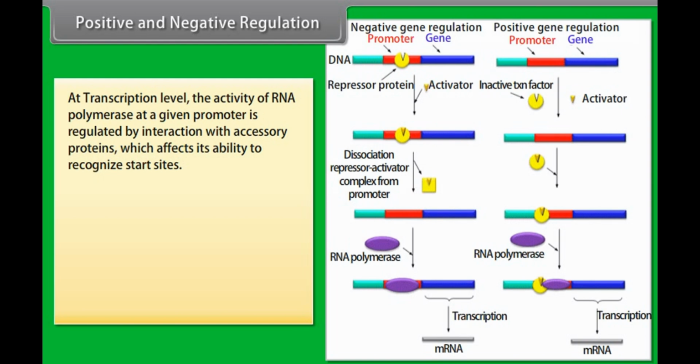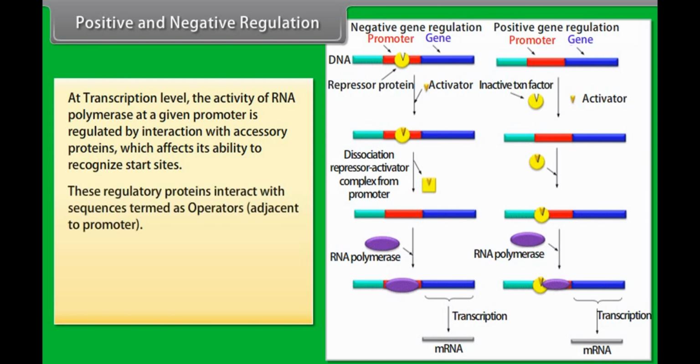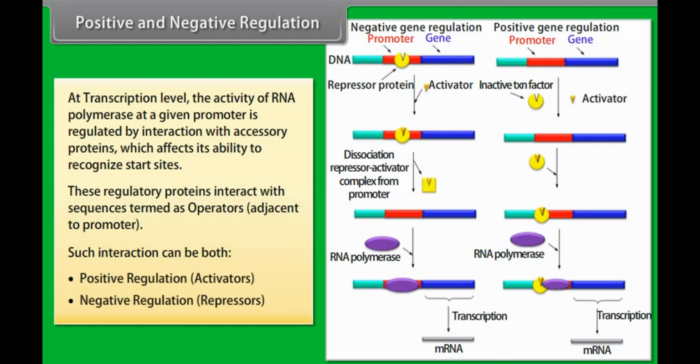At transcription level, the activity of RNA polymerase at a given promoter is regulated by interaction with accessory proteins, which affects its ability to recognize start sites. These regulatory proteins interact with sequences termed operators adjacent to the promoter. Such interaction can be both positive regulation, by activators, and negative regulation, by repressors.